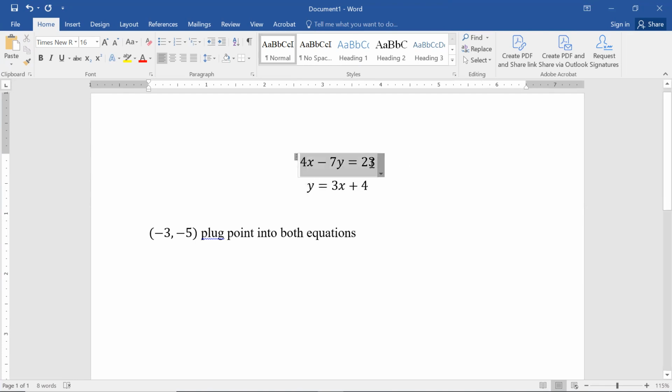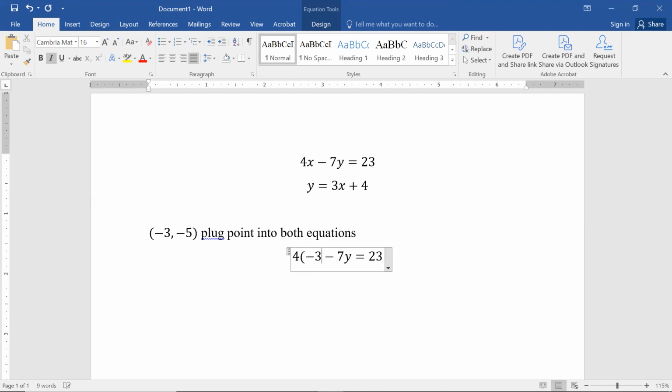So take my first equation, 4x minus 7y equals 23. Hopefully you have seen a lot of equations and ordered pairs. If not, you can check out one of my videos on that. With ordered pairs, we always put the x term first and the y term second. So we plug the negative 3 in for x, and we plug in that negative 5 for y.